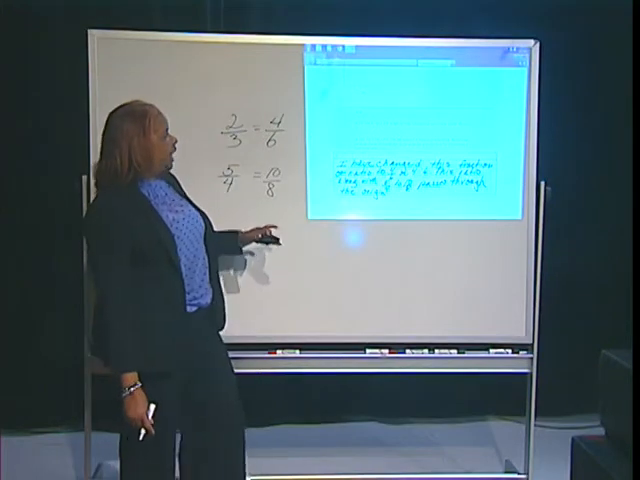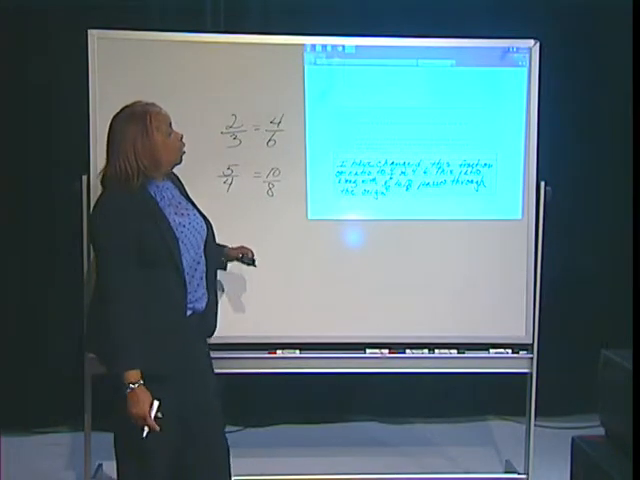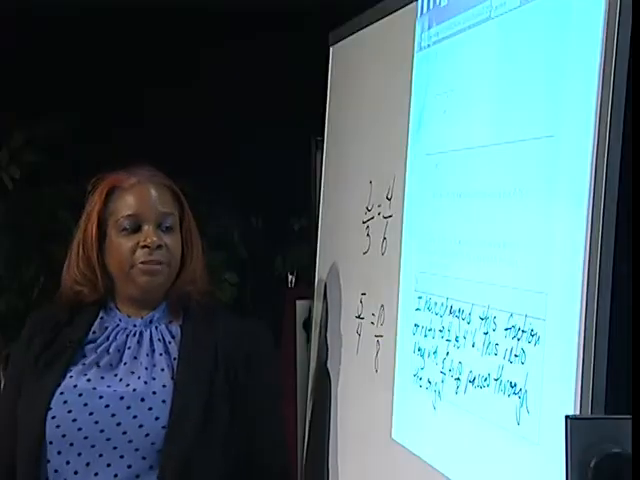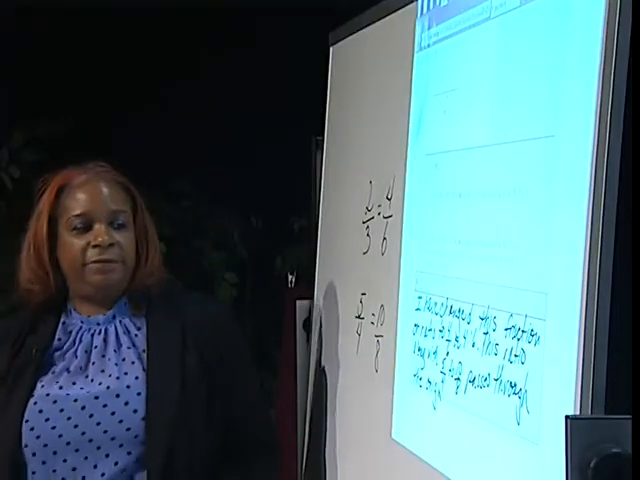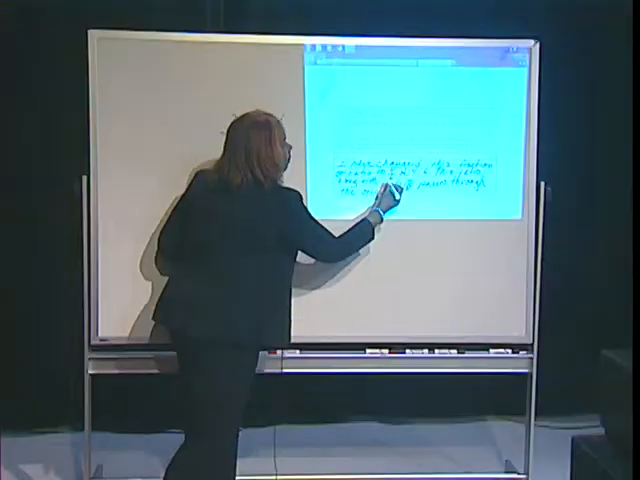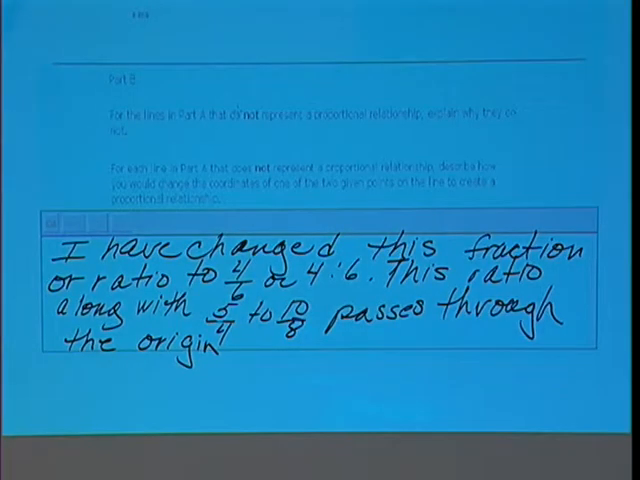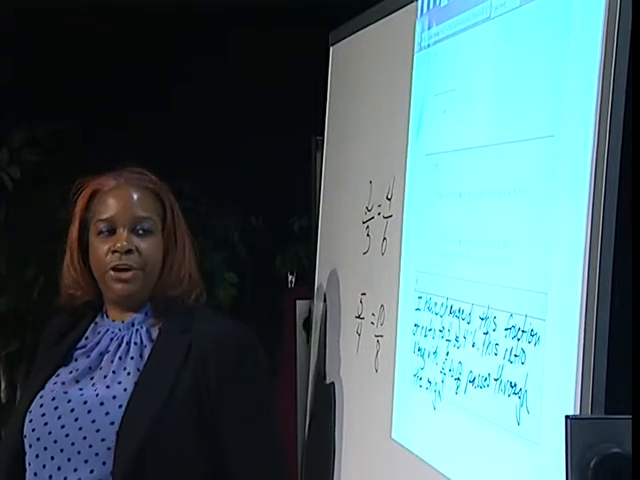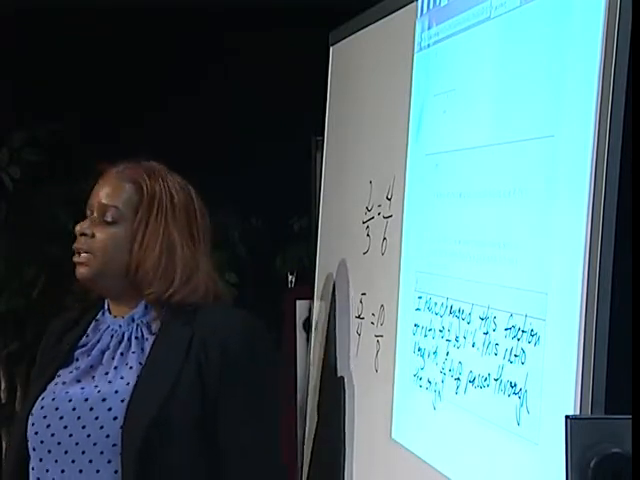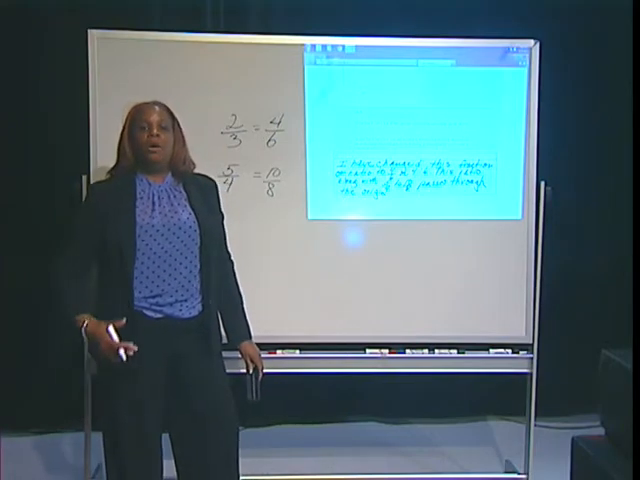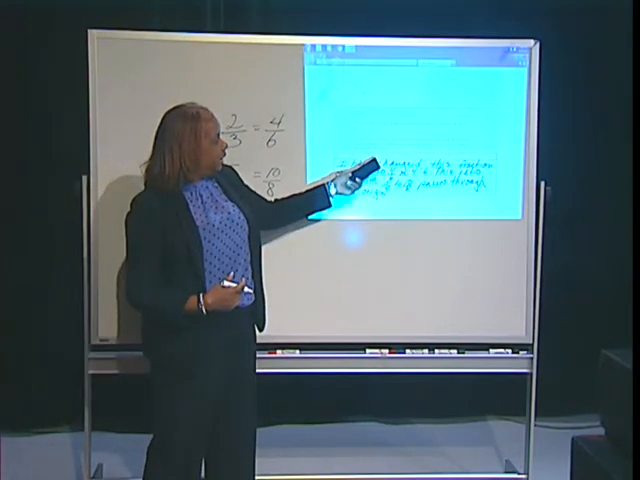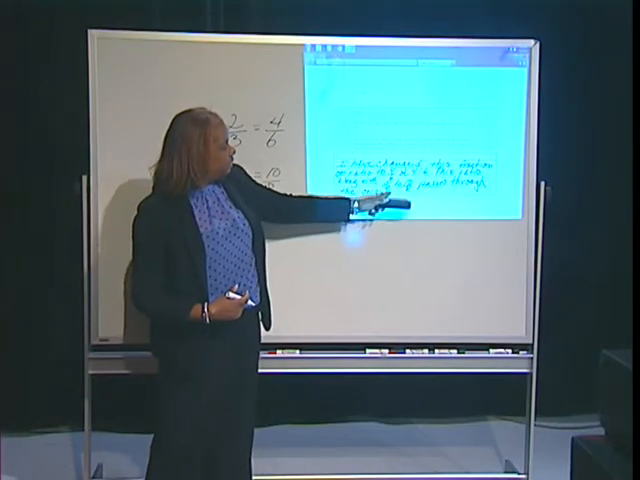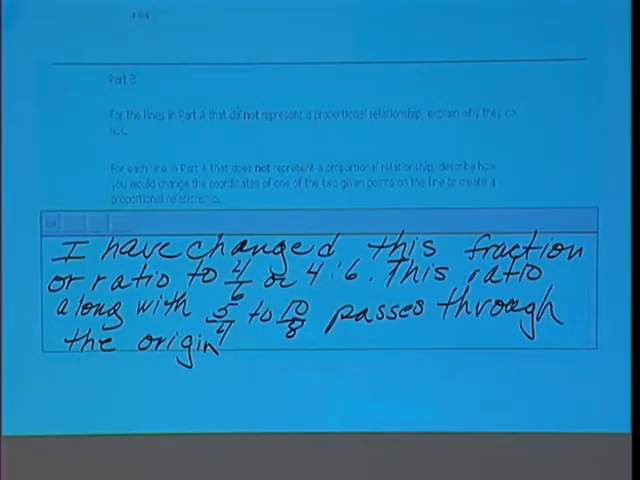I have changed this fractional ratio to 4 over 6. This ratio, along with 5 over 4, if you can read that, let me clear that a little better, 5 over 4 to 10 over 8, which is equivalent, passes through the origin. So above we have 4 to 6 is equivalent to 2/3, and 5 fourths and 10 eighths are equivalent. Both of these lines, the line which is here and the line which is there, pass through the origin.